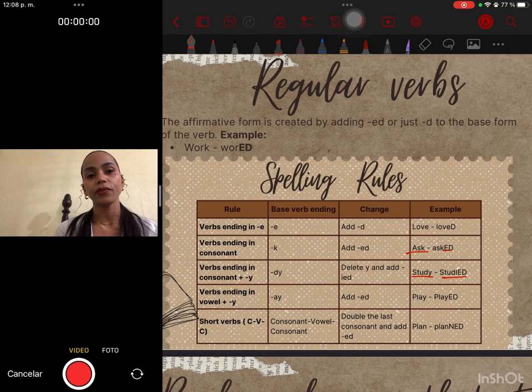Short verbs, CVC. CVC means consonant, vowel, consonant: the stressed vowel is between the first and the last consonant. When you see verbs with CVC, double the last consonant and add ed. Example: planned.